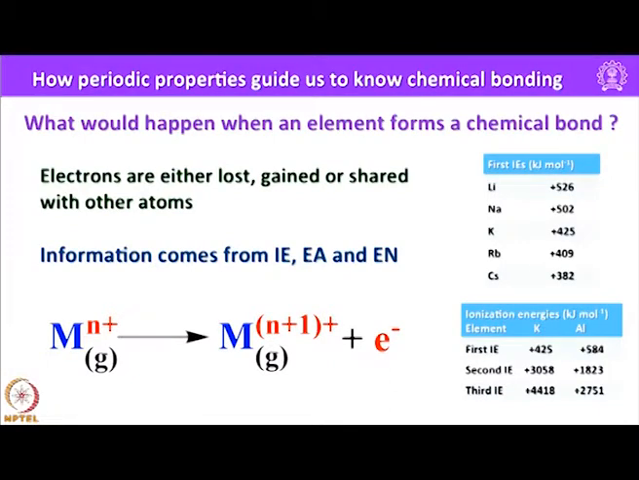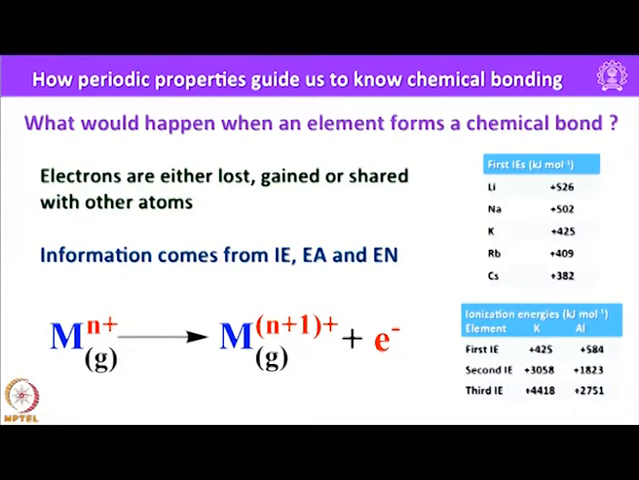That means when the first electron is removed from the gaseous atom, that is the first ionization energy, and then if you remove another electron from that one, that is called the second ionization energy, and if you remove the third electron from the valence shell, it is called the third ionization energy. So, these first, second and third ionization energies are given here for 2 elements. The elements I have chosen are potassium and aluminum.